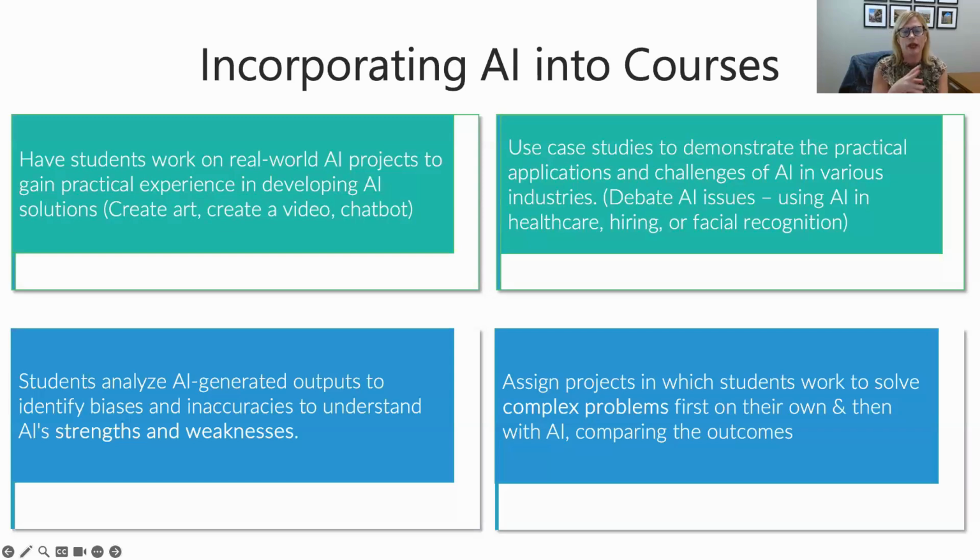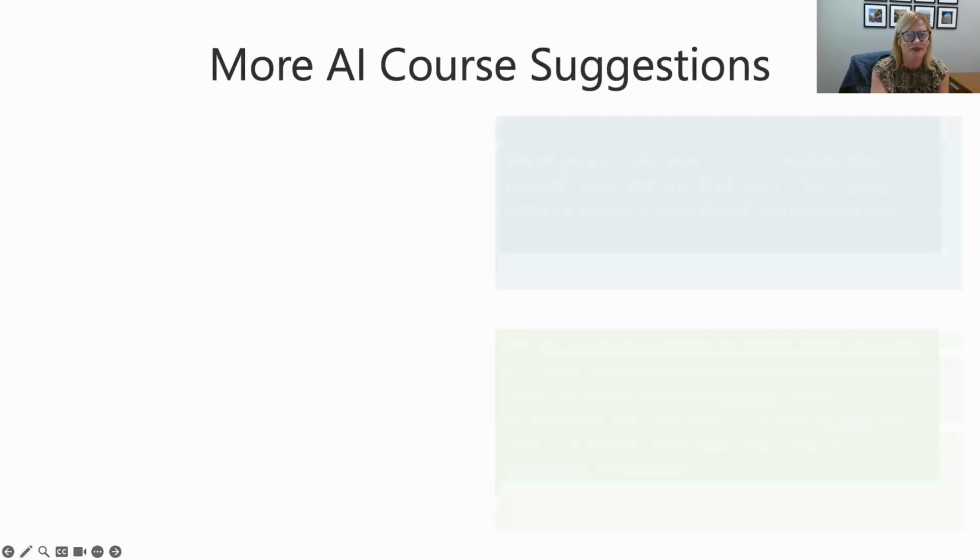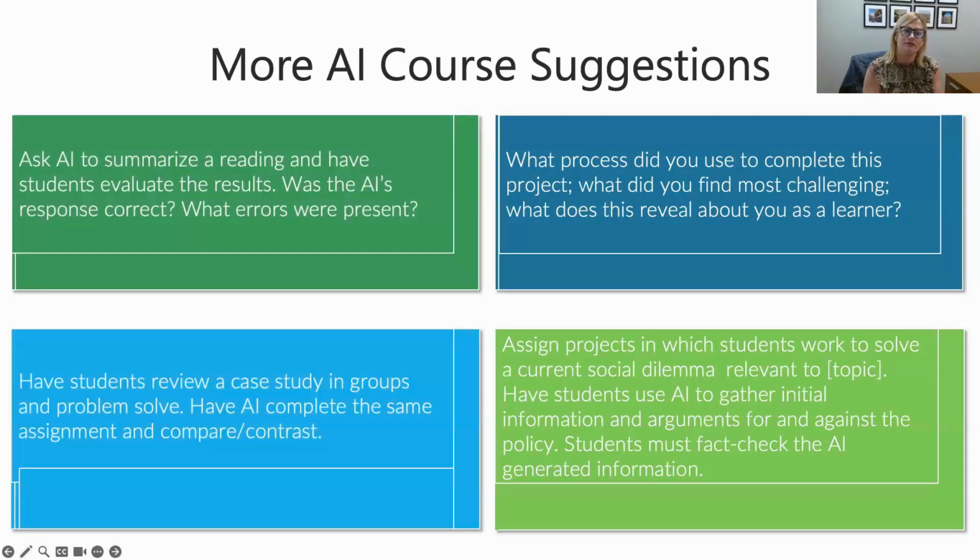And I would do that way early in a course, online course, face-to-face course. I really like this. So in classwork, solving a complex problem on their own and then generating AI's answer to that complex problem and then comparing the two, which can be really fun. And these are just a few more. So AI can summarize a reading and then have students critically evaluate the result and talk about, was it correct? Did they agree with it? What errors are present?